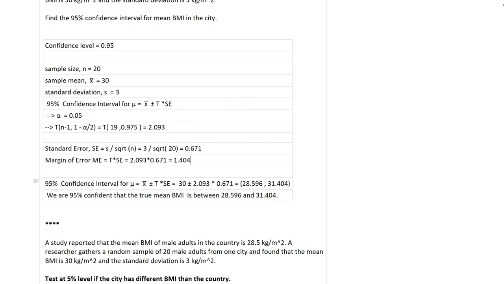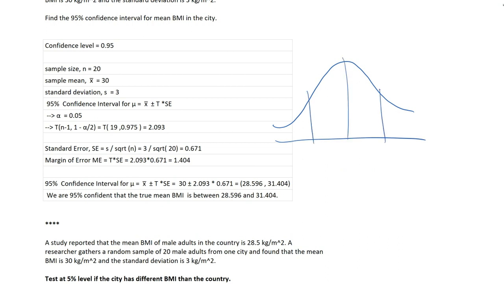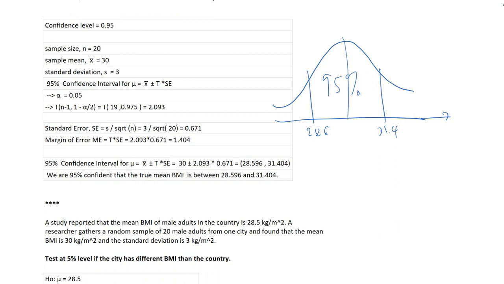Now the 95% confidence interval, just put them in this equation. We say that it is between 28.596 and 31.404, right? Meaning we are 95% confident that the true mean is between these two numbers here, 28.6 and 31.4.